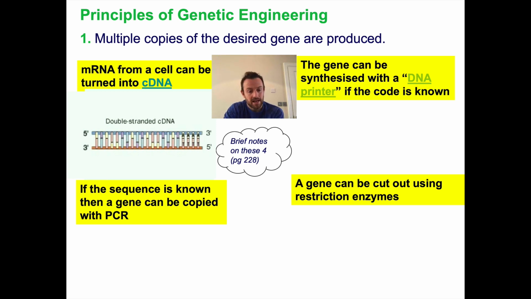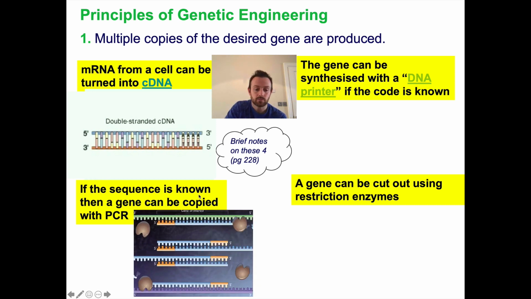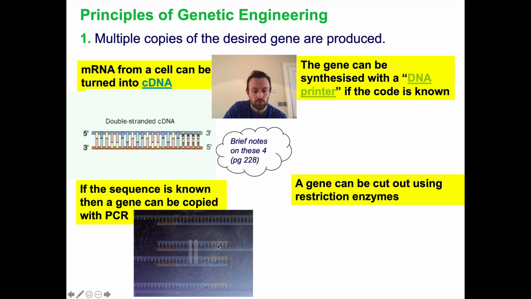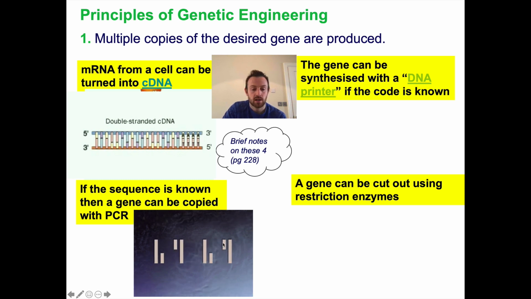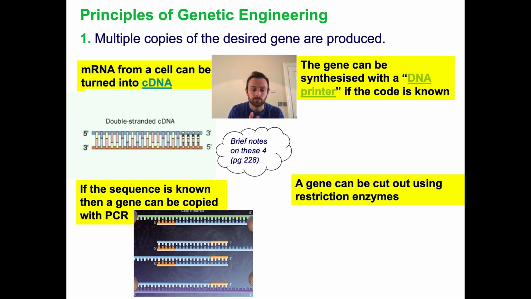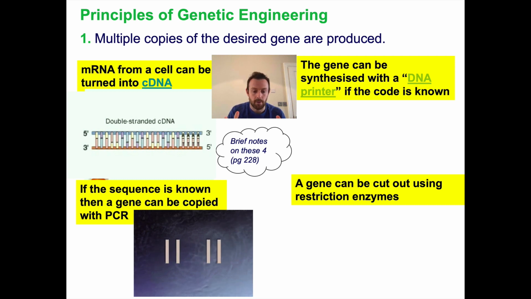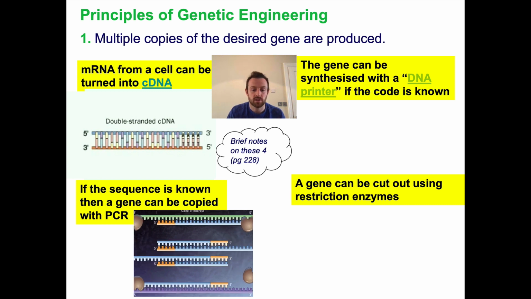Okay, so that's one technique. Well, if we already know the sequence of the gene that we want, we can also use primers to replicate it by PCR. Okay, so we looked at PCR two lessons ago. Here's a little recap. So the primers are those orange bits there, and using primers we can really focus in on the part of the DNA sequence that we want to copy, and we can amplify it many, many millions of times to produce lots of the gene that we want. So that's PCR.